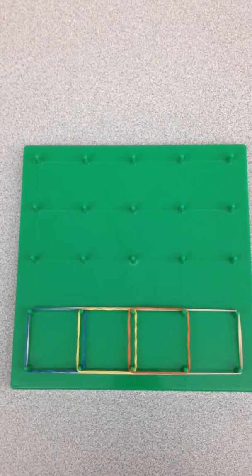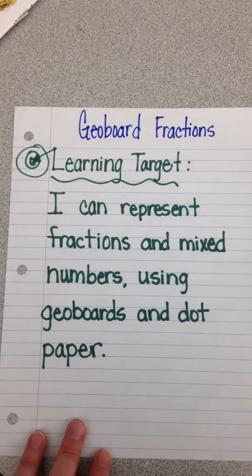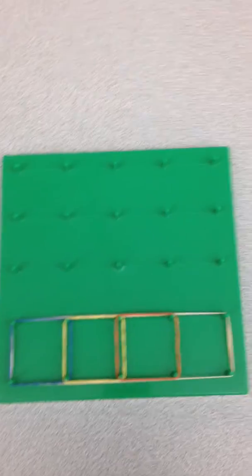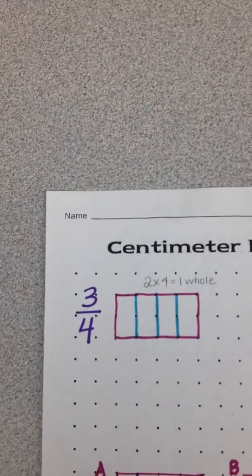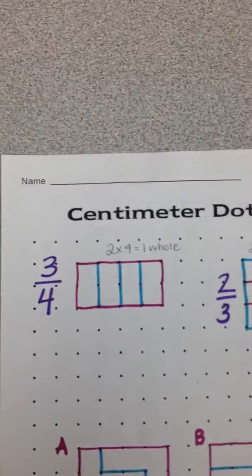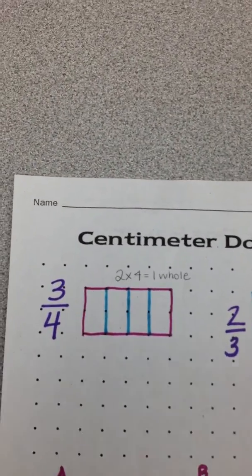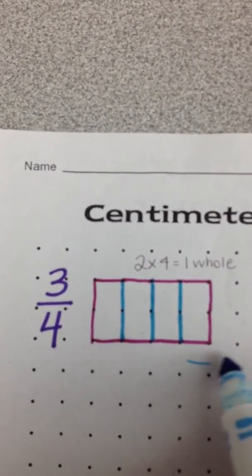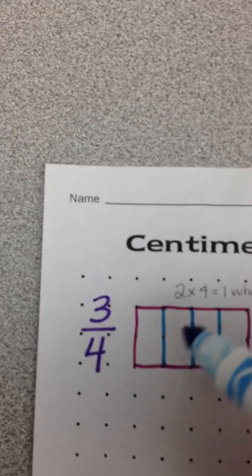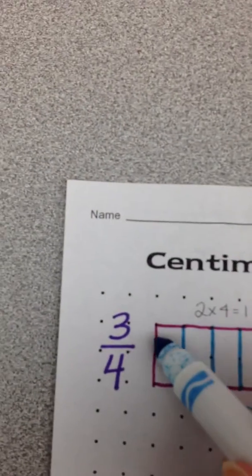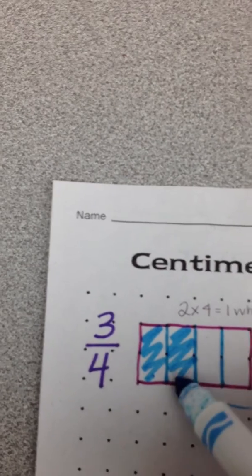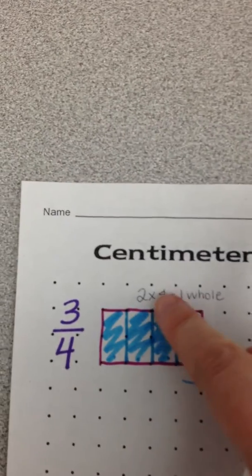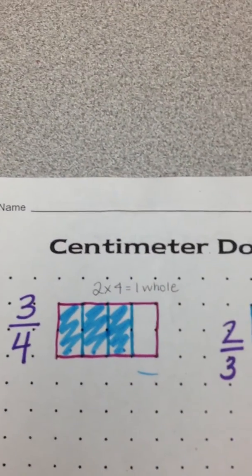So back to our learning target, we said we were going to use GeoBoards and dot paper. So if this is the GeoBoard representation of 3/4, here is the dot paper representation of 3/4. I've drawn a 2 by 4 rectangle here. You can see 2 dots going this way and 4 going this way. I've divided my rectangle into fourths, and I'm going to shade in 3 of them to show 3/4. My whole rectangle is a 2 by 4 rectangle.